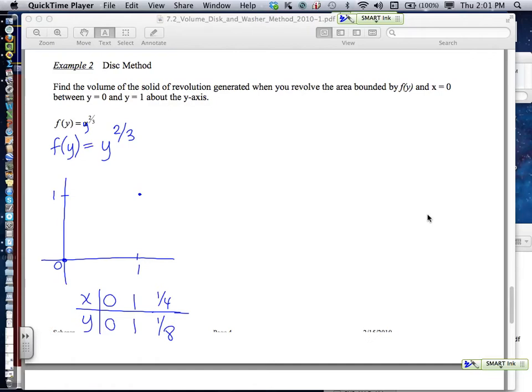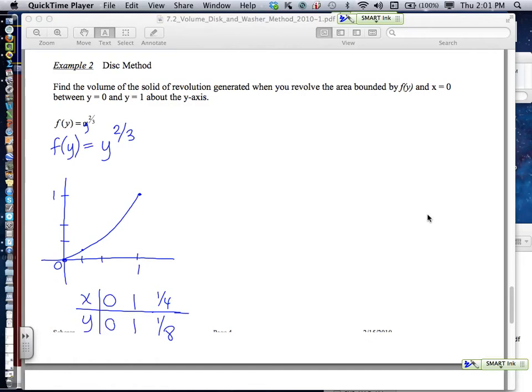So that helps me out a little bit. So when x is 1/4, y is 1/8, so it's down here somewhere. So it looks like the curve is going to go something like that. Okay, that gives us an idea.